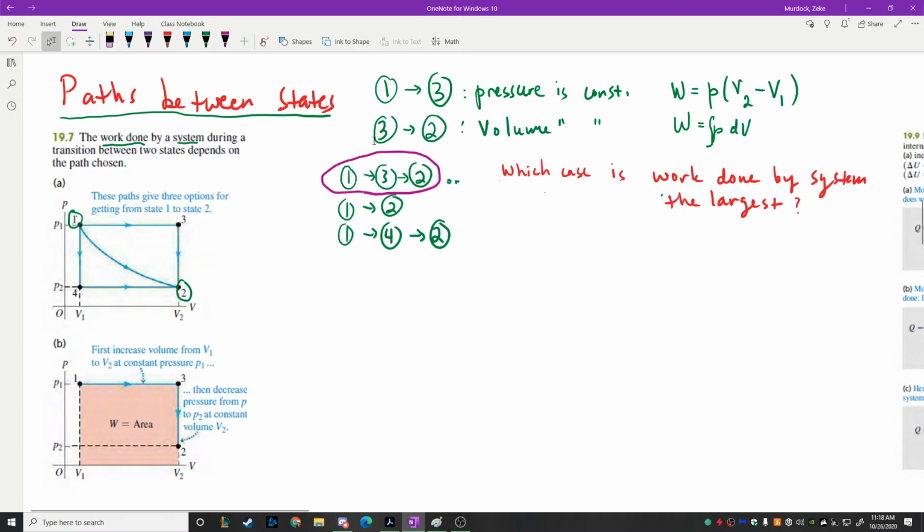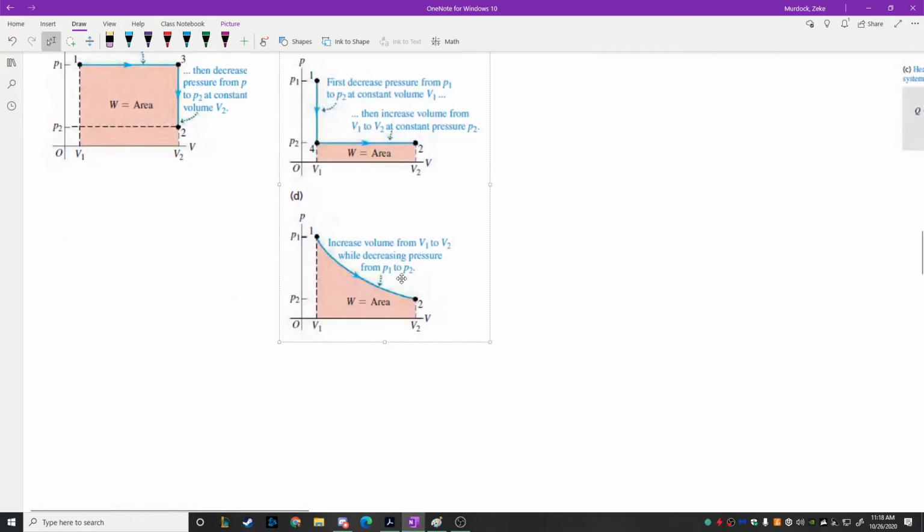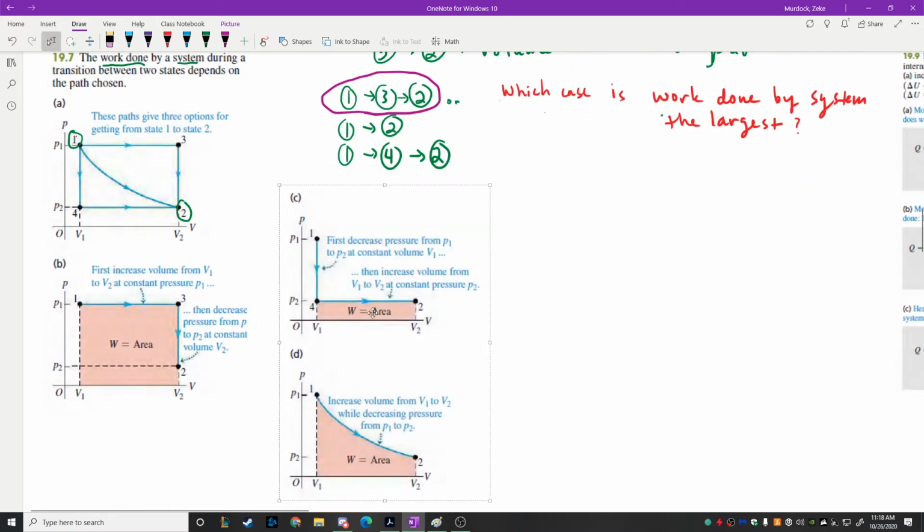Now, I think that's what the other half of this picture shows. I'll bring it up now that we've discussed it. So here's 1 to 4 to 2. The work is really small. Again, this is the work that's done by the system on the environment. And then the intermediary case is when you go from 1 to 2 along this line right here, increasing the volume from V1 to V2 while you're also decreasing the pressure.